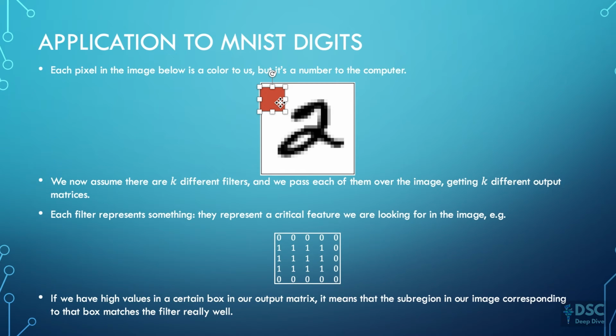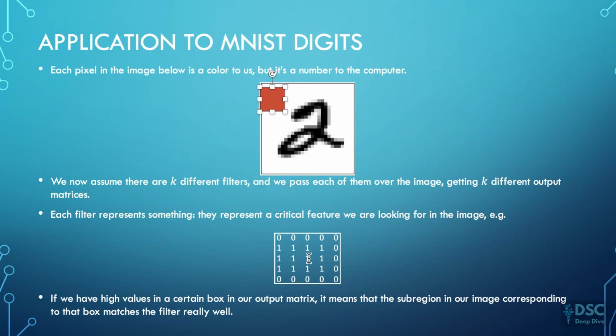Now, one key thing to note here is that unlike our example above, each filter represents something. They represent a critical feature we're looking for in the image. For example, our filter F here could look like this when we zoom in on it. This looks like the right end of a line segment. Remember that each box in this image represents a number, not a color, to the computer.